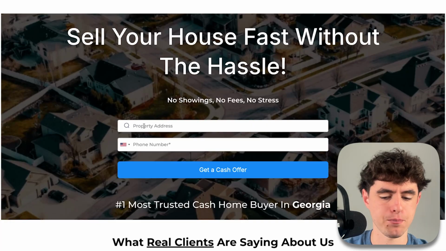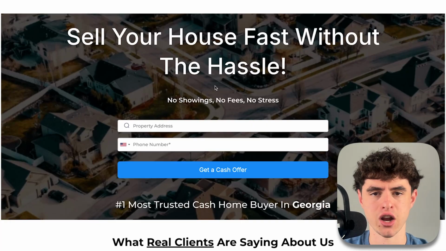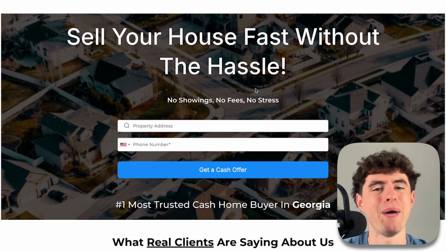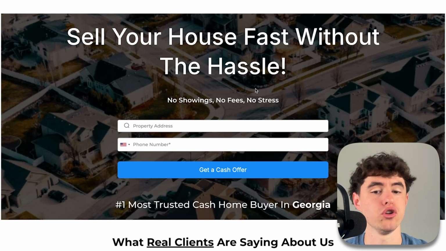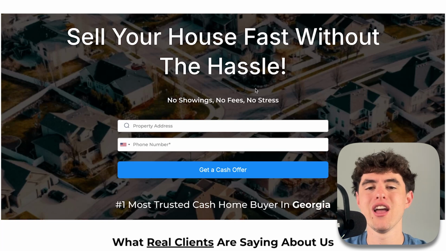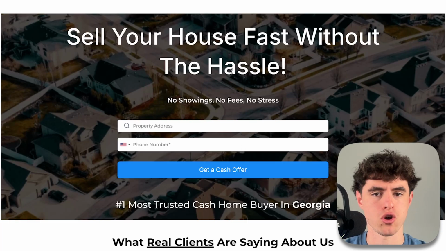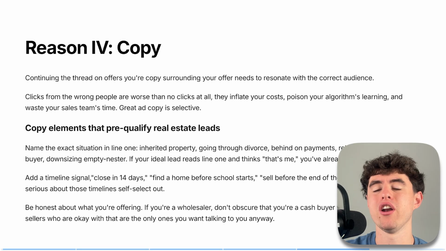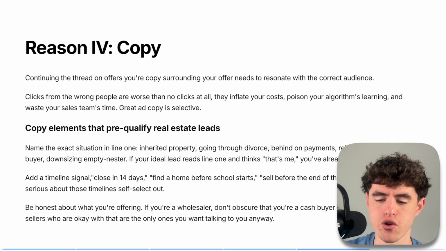And all they need to do is input their property address and their phone number, and they can get a cash offer. You can get all the information you need. It's sensitive, and it's the balance between having too many or too few questions. But like you saw before, when you have certain qualifying questions after they submit, this is how you're going to win people over. Reason number 4 comes down to the copy of your ads.